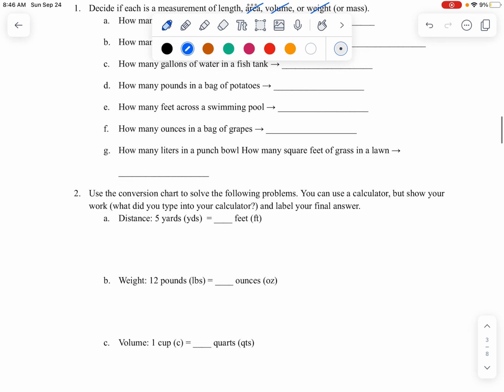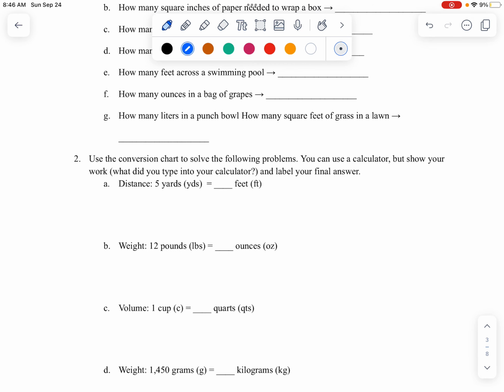In question 2, you're being asked to use the conversion chart to solve the following problems. It says that you can use a calculator, but you need to show your work. What did you type into your calculator? And label your final answer. I'm going to model question A. Question A is a distance question. We're being asked how many feet there are in 5 yards.